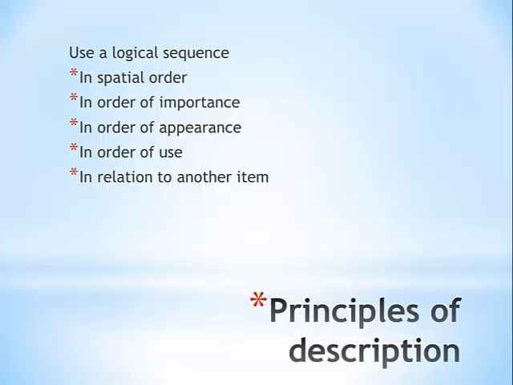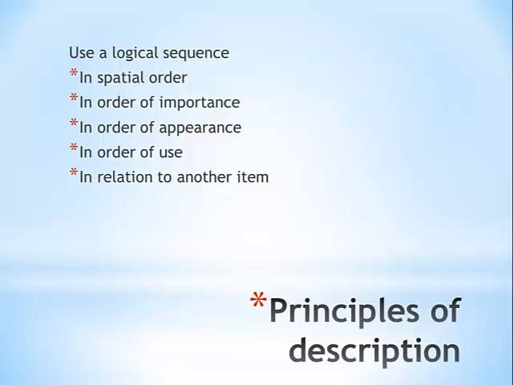So there are a couple different ways you can order your description. You can describe things in spatial order. So for example, if I was describing a room, I could start at the floor and describe my way up to the ceiling, or vice versa. On the flip side, you might describe an object in order of importance. Maybe it's a piece of equipment and it's got 5 parts. One part is very important, one part is somewhat important, and the other 3 parts are not that important at all. It probably makes sense to describe the most important part first and work your way down to the least important.